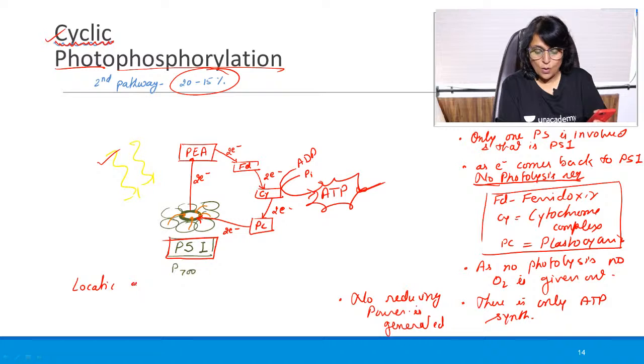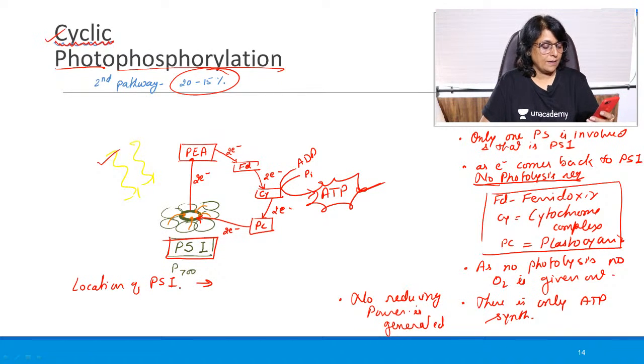Location of PS1. We have talked about this in the earlier lectures. Okay, I'm still waiting for the answer. Location of PS1. Rahul has answered non-appressed part of thylakoid. Kalai has also answered as non-appressed part. One more location. This is correct.